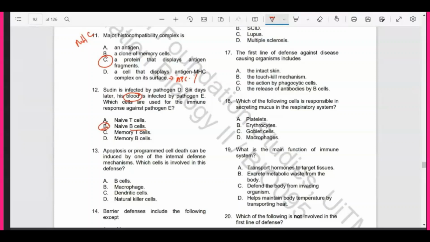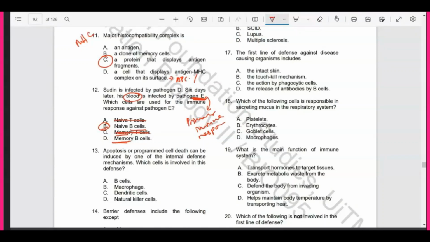Faham. Tapi so kita dah boleh eliminate the naive T cell lah kan. Naive T cell dia akan attack infected body cell. Kalau memory pula, ni kita boleh eliminate. Kalau memory untuk second exposure kan. Kalau sudah infected by pathogen D, 6 days later his blood is infected by E. So ini adalah virus yang baru. Kan, pathogen yang baru. E ni adalah yang baru. So, bila E, dia melibatkan apa? Primary immune response. Kan? Tak melibatkan memori lagi.